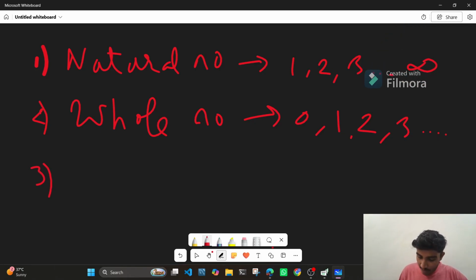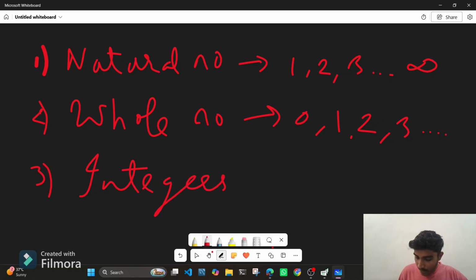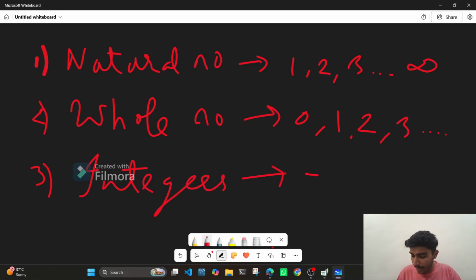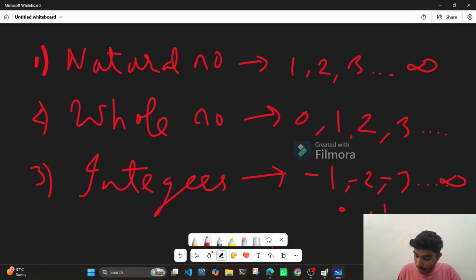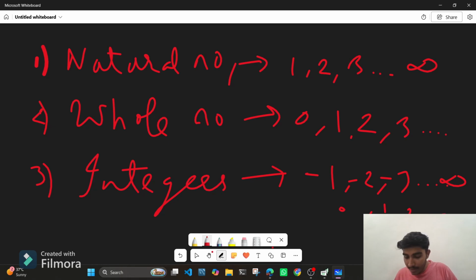Then we have integers as well. Integers are something that we can represent on the number line. So it includes -1, -2, -3 up till infinity, and 0, 1, 2, 3 until infinity.